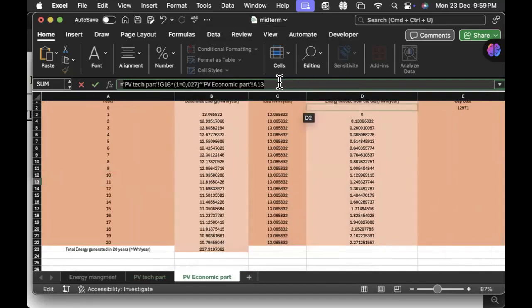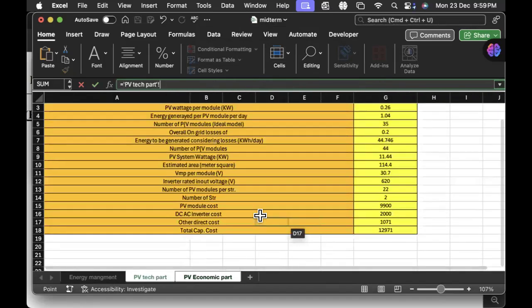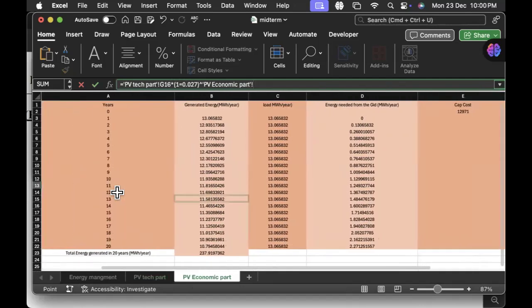So I think I have an error here. So let's make it again. It's a bit complicated equation because I'm capturing data from different sheets. So let's do it one more time. So this is the DC-AC inverter cost, yes, times 1 plus 0.027. Let's close the brackets, make the power sign, and go to number 11. Yes, and then press OK.